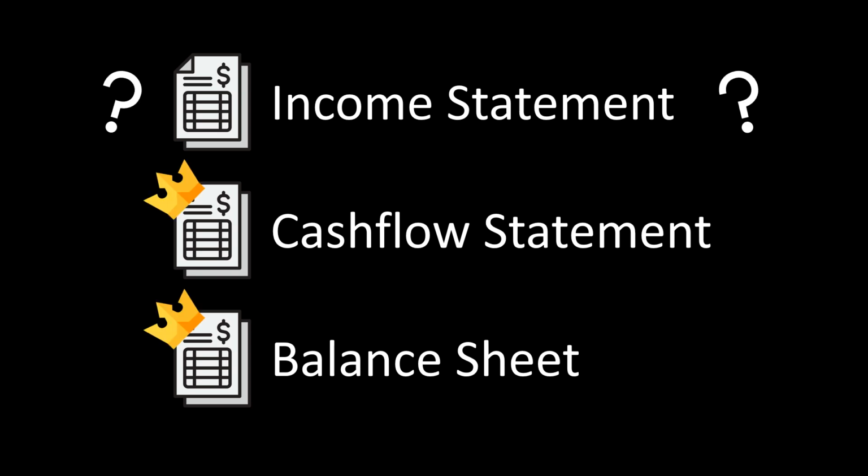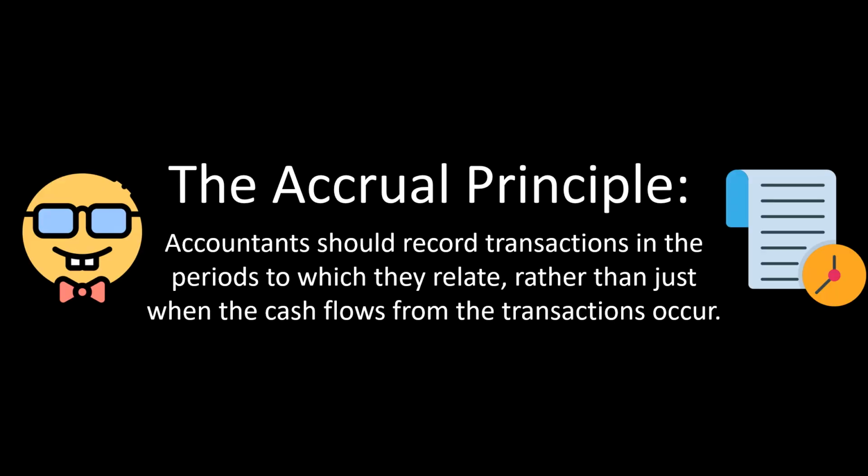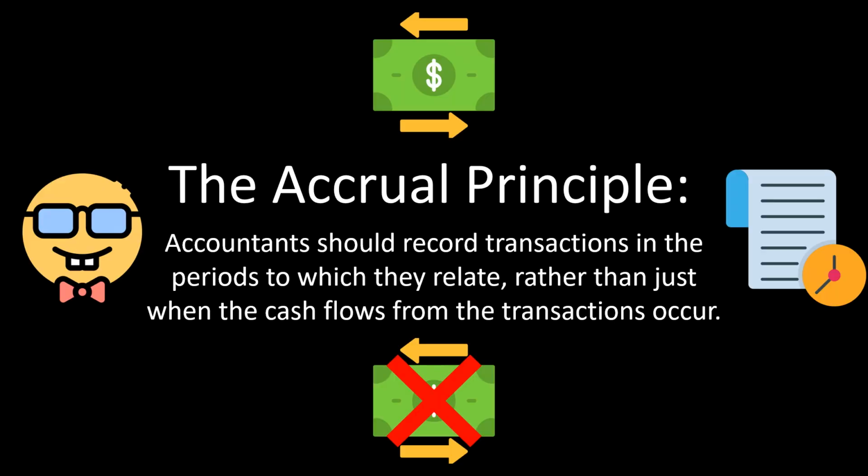Then, what's the income statement doing here? Well, it's here on account of the accrual principle. Accountants should record transactions in the periods to which they relate, rather than just when the cash flows from the transactions occur. It is accountant talk for, write down sales when they happen, even if you haven't been given money yet. And it is the backbone of accrual accounting. Told you I'd get there.